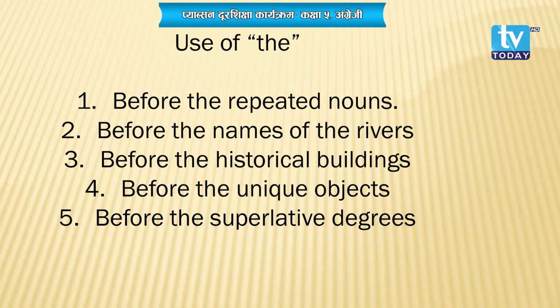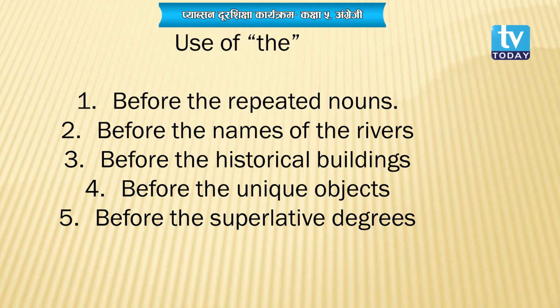The next one is number 2. You can check before the names of the rivers. We have rivers in our country, Koshi, Karnali, Bagmati, Narayani, Seti; they all are the names of rivers, and if we are using those names in our daily use, then what do we say? The Karnali, the Koshi, the Bagmati. So, these are the identification that they are important, they are single in number, and they are definite or specific.